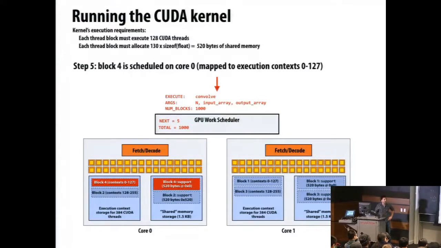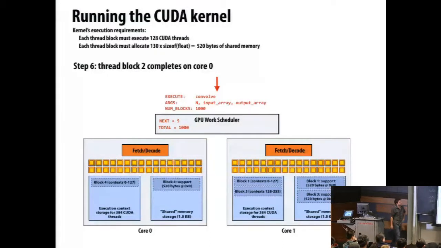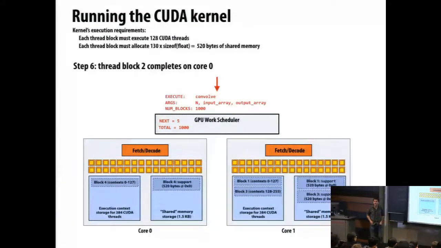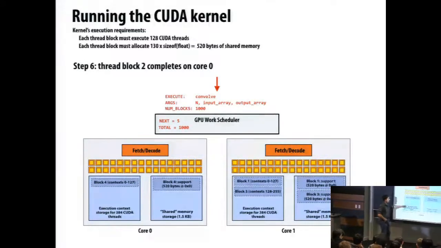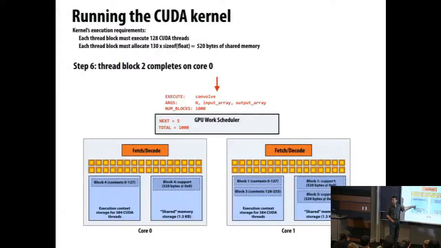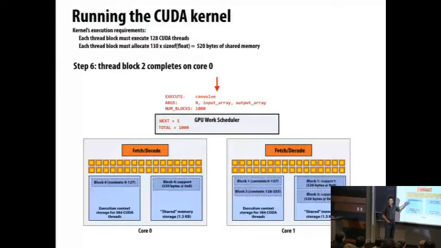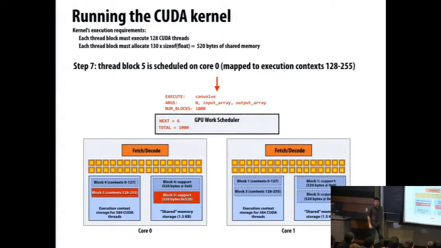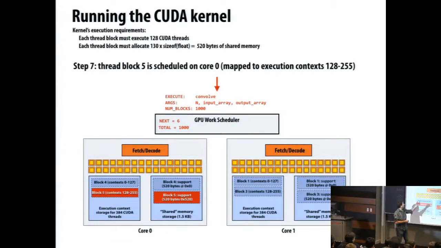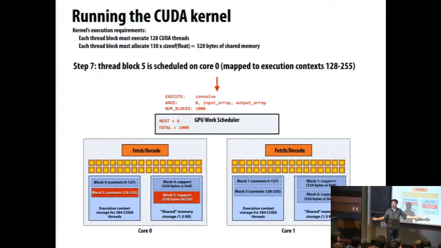Let's say that for some reason, thread block 2 completes on core 0. Thread block 1 is still running. What does the scheduler do? So block 5, but thread block 1's not done. All of them can be executed independently. It doesn't matter what order I start or complete things in. So let's get it on the processor so it gets going. And this is just going to continue until next equals 1,000, and then we're done, and control will return to the host processor.